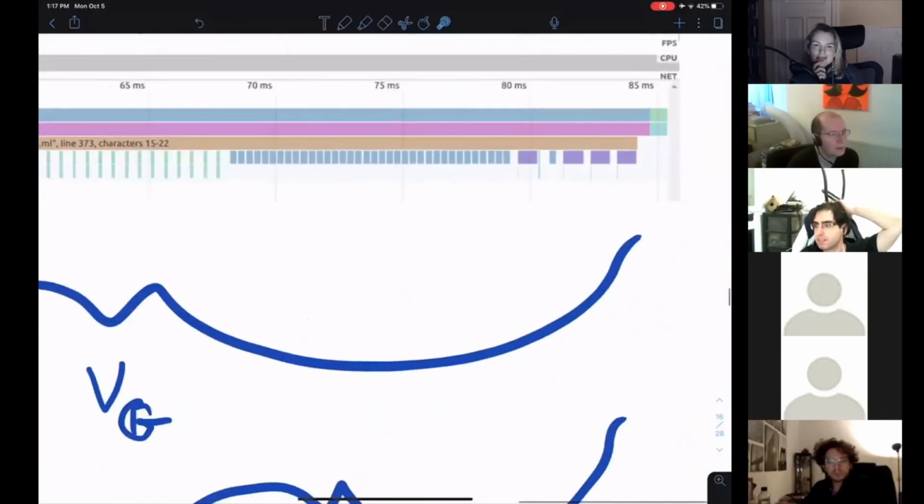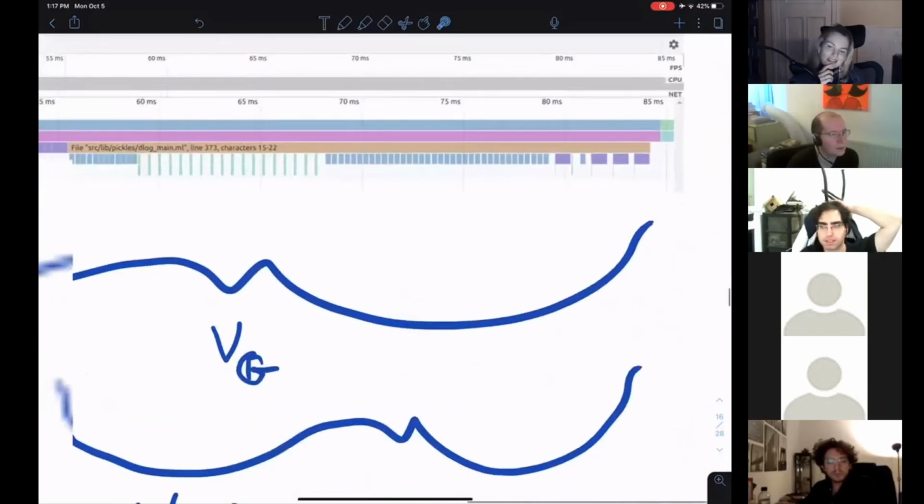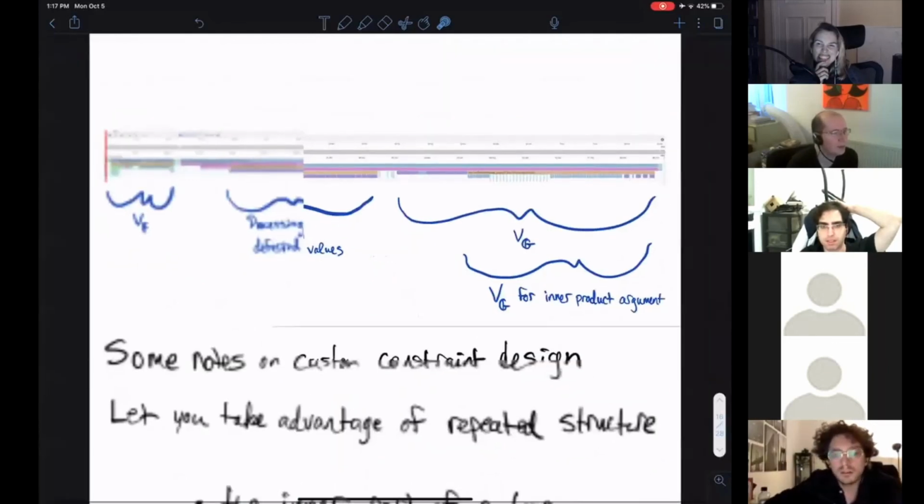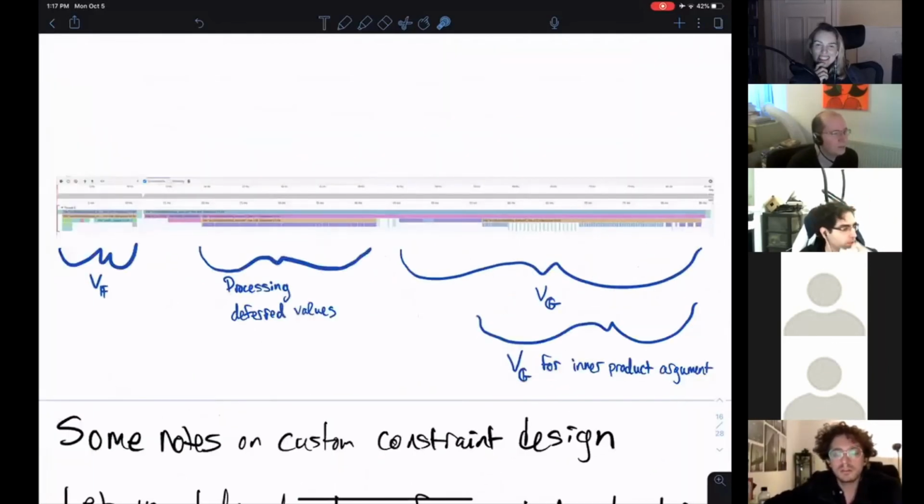So I see. Okay. Yeah, I mean, there's not obviously one huge chunk, well, I guess the processing deferred values is the biggest chunk. Yeah. That looks as though it might be.